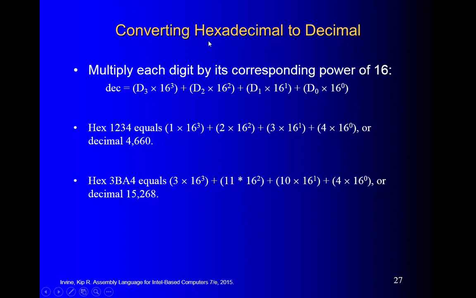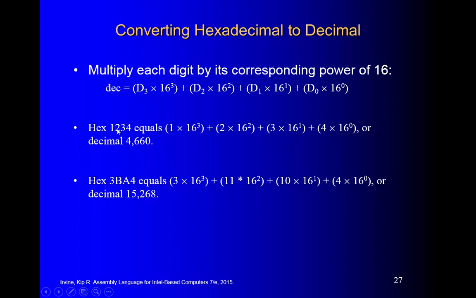Converting hexadecimal to decimal, you need to use each digit and multiply the location value by the index power. We have 2 examples here. The first hexadecimal is 1, 2, 3, 4. To find out how much it is in decimal, we're going to use the first digit, that's 1, multiply 16. The index is 3, so it's to the 3rd power.